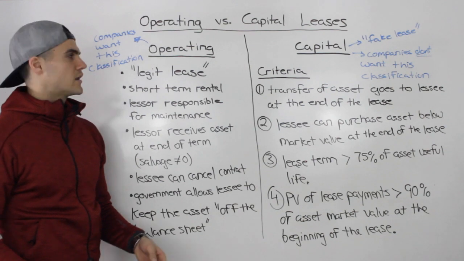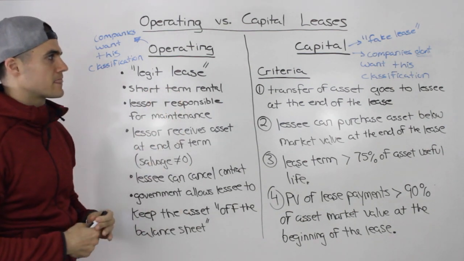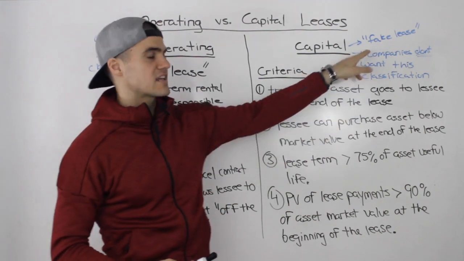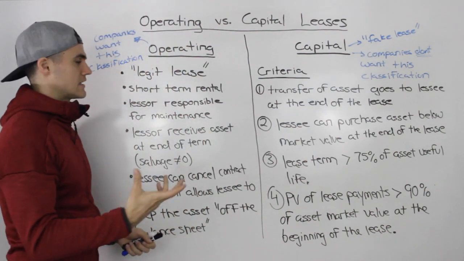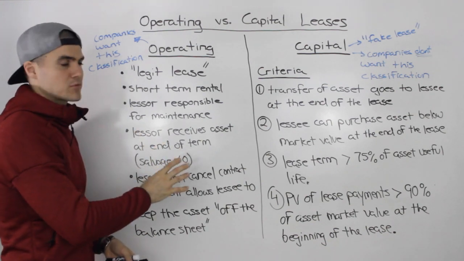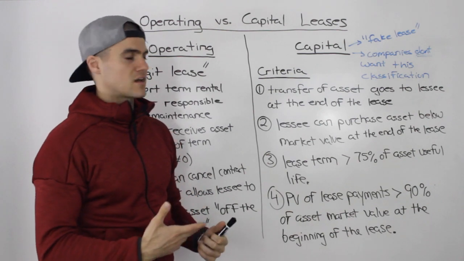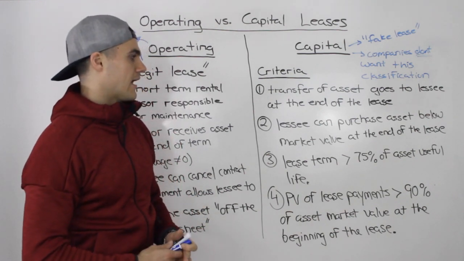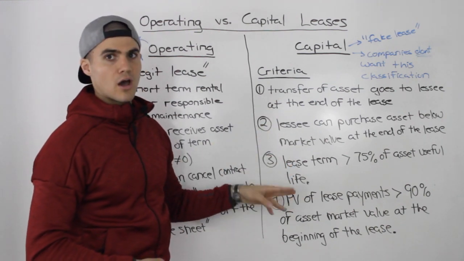So unlike an operating lease, which we classified as quote-unquote a legitimate lease, I like to think of a capital or a financing lease as a fake lease, because we're not really leasing the asset on a short-term basis and we're not just partially amortizing it. These criteria here take the characteristics of someone who basically owns the asset. And if one of these criteria are met, remember, only one of them has to be met, not all 4.